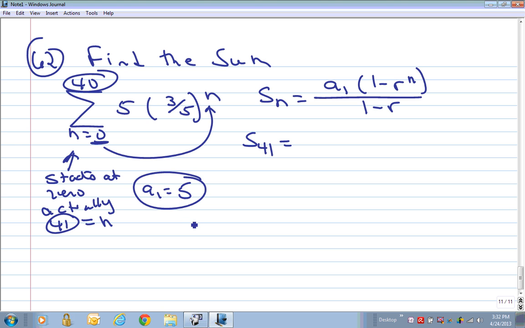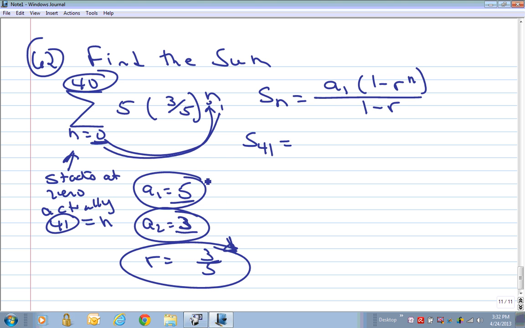We're going to need to find the second term so we can find our ratio. So to do that, you plugged in 0, and now you're going to plug in 1. So 3/5 to the first power times 5 is going to give us 3, so a sub 2 is 3. All right, so that gives us 2 terms to find our ratio with. Our ratio would be the second term divided by our first term, or 3/5 is our ratio. So we have our ratio and our first term, and now we can plug it into our formula.